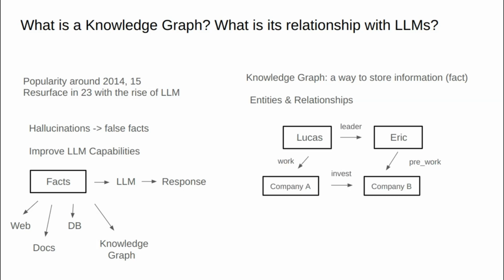For example, Lucas and Eric are person entities. There are two company entities. The arrows represent relationships, such as one person working at a company, another having worked there previously, or one company investing in another. This kind of structured data is what we call a knowledge graph.